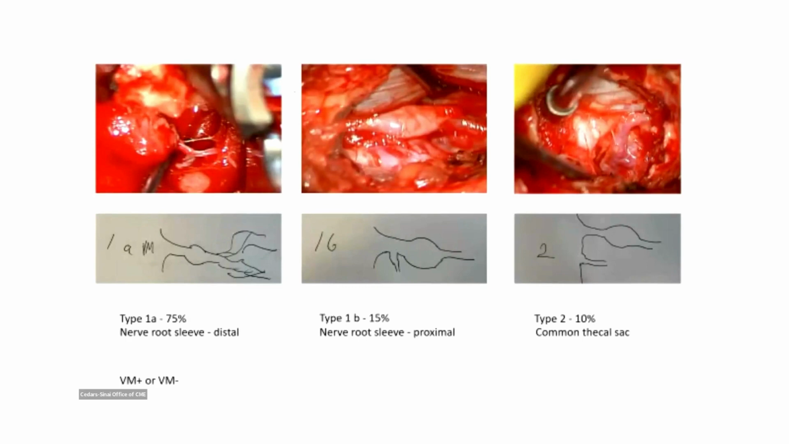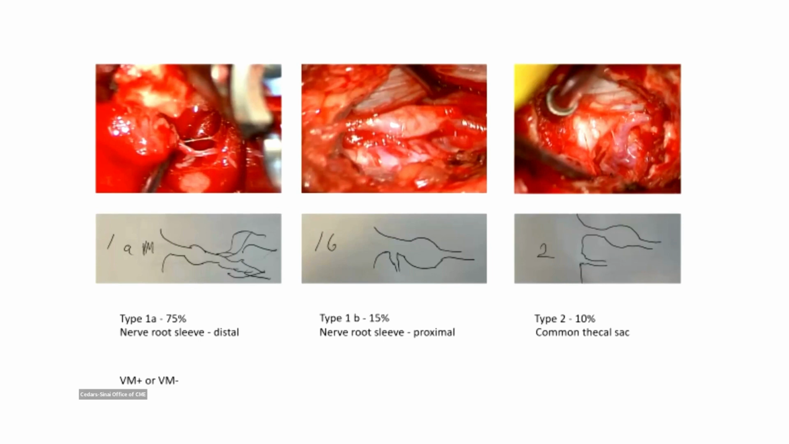There are also different types. I apologize for those drawings. I made those. The most common type is really just where the fistula is very distal along the nerve root sleeve. Sometimes it's very proximal, so that's easy to fix with surgery.